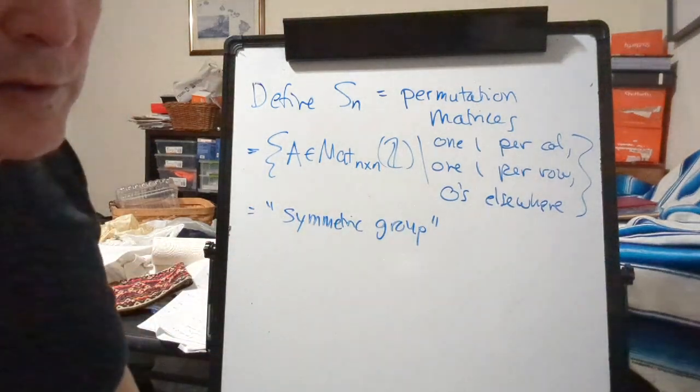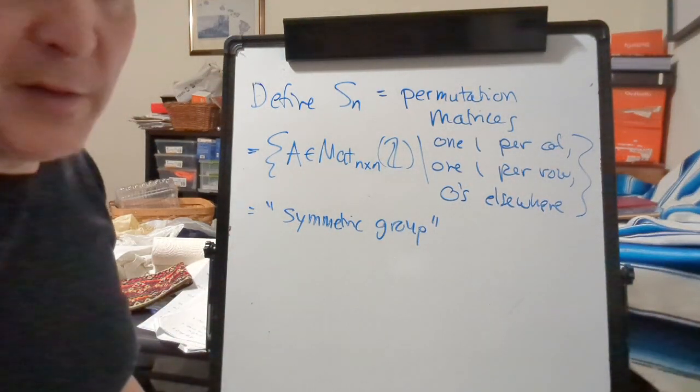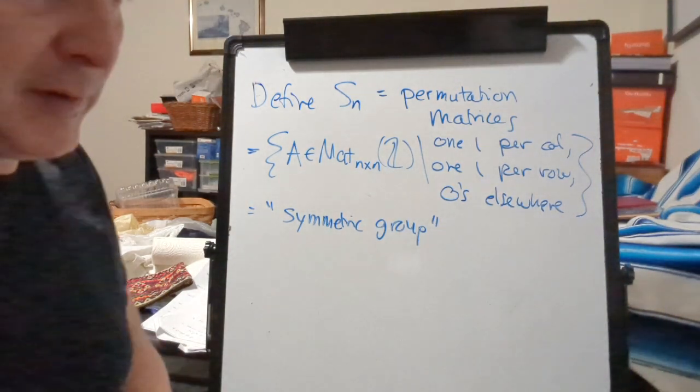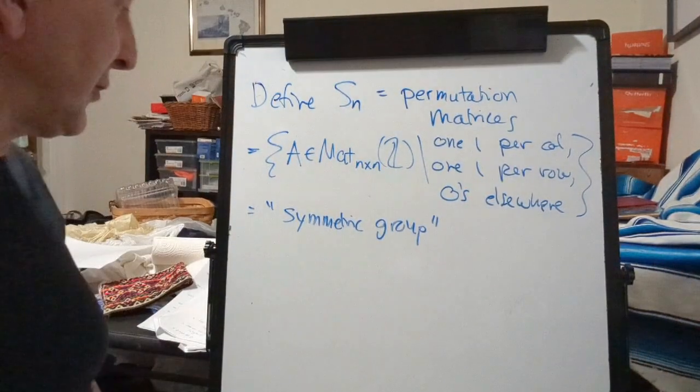So to see that it really is a group, we need to show that it's closed under multiplication, that it has a multiplicative identity, and all the elements have inverses. Maybe let's look at some examples first.